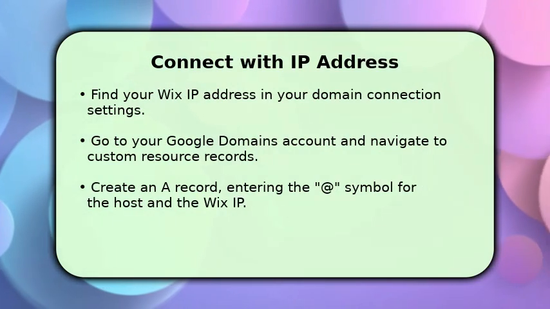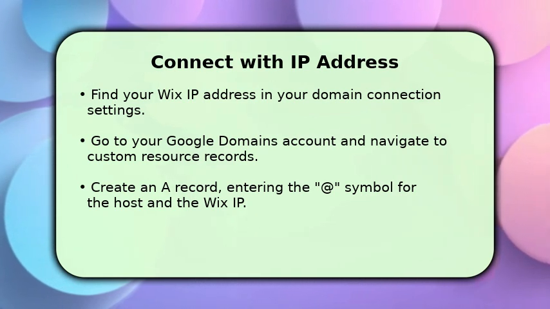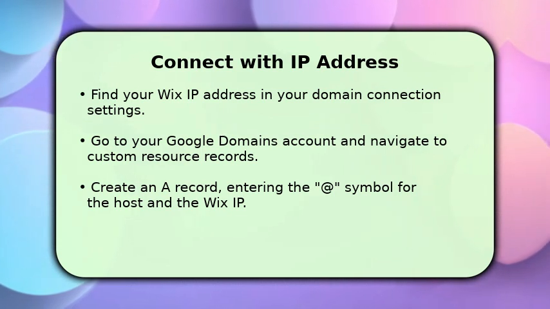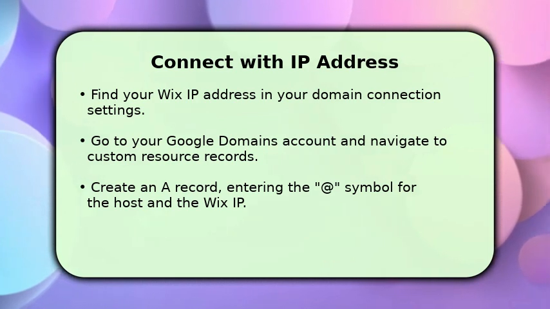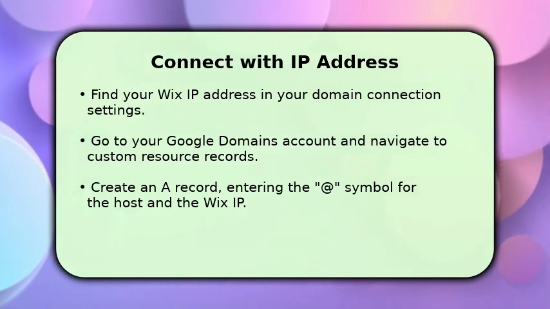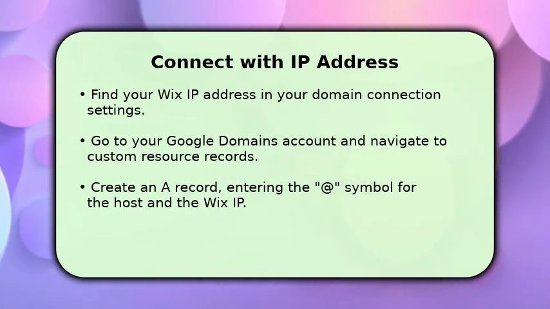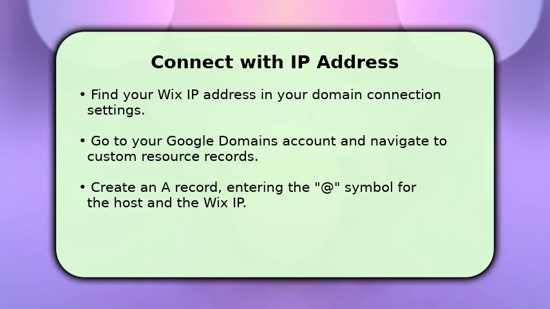Alternatively, you can connect your domain by pointing to an IP address. Begin by locating your unique Wix IP address within your Wix domain connection settings. Then, log into Google Domains and navigate to the Custom Resource Records section. Here, you will create a record, using the @ symbol for the host and pasting your Wix IP address. Additionally, create a CNAME record for www pointing to your full domain name. This method offers precise control.